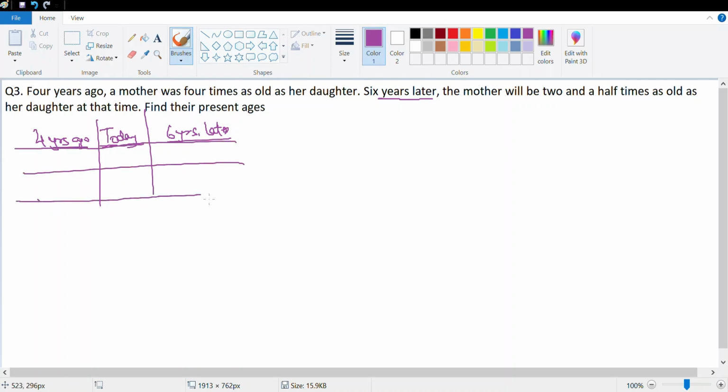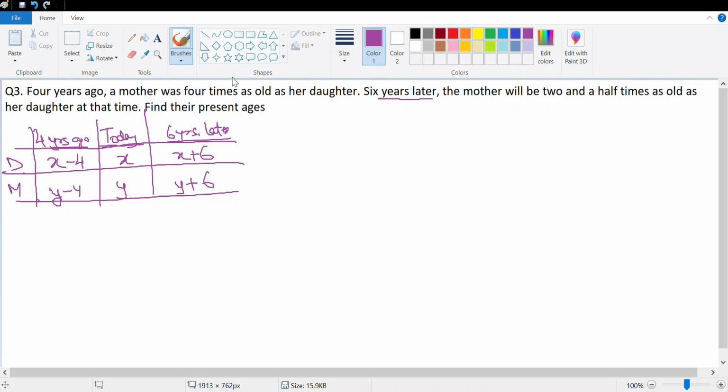Perfect. So let's put daughter here and the mother here. Let the daughter's present age be x years, and the mother's present age be y years. 6 years later, the daughter would be x plus 6, and the mother would be y plus 6. 4 years ago, she would have been x minus 4 and the mother would have been y minus 4. Perfect. Basic concept, basic information done.